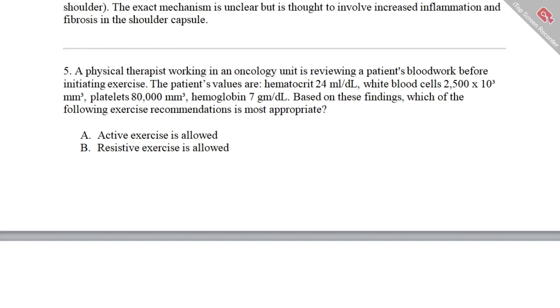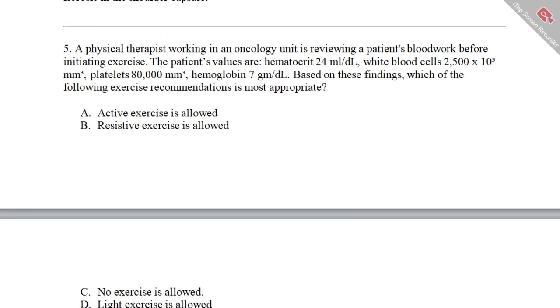Question number 5. A physical therapist working in an oncology unit is reviewing the patient's blood workup before initiating exercise. Here again, we are talking about blood lab values. So the patient values are hematocrit 24, white blood cell count 2500, platelets 80,000, hemoglobin 7.